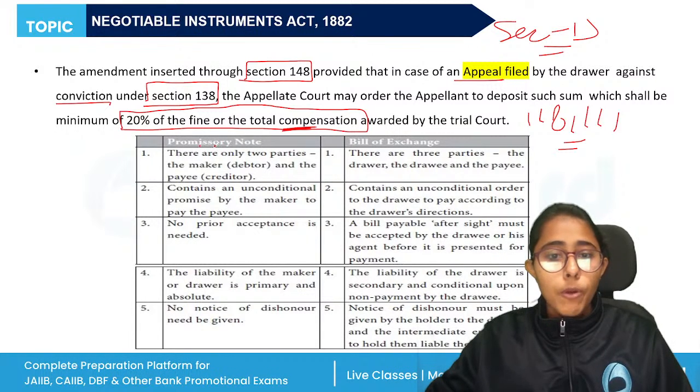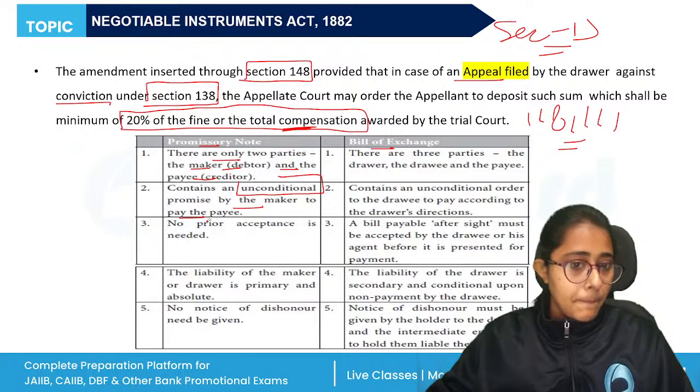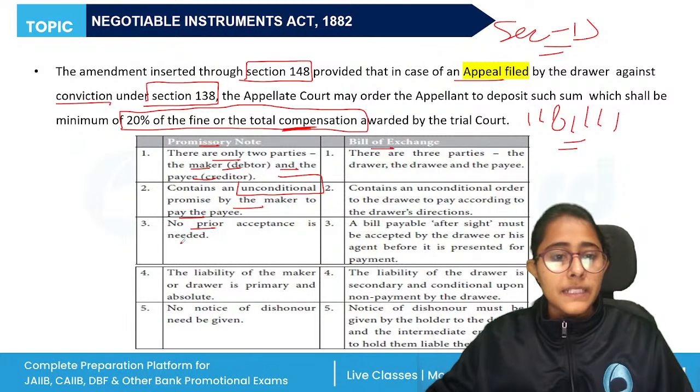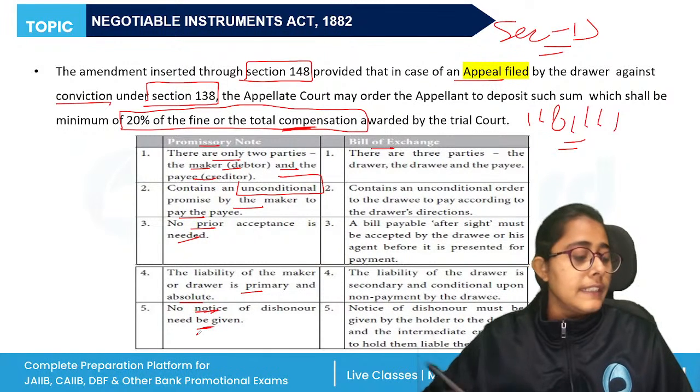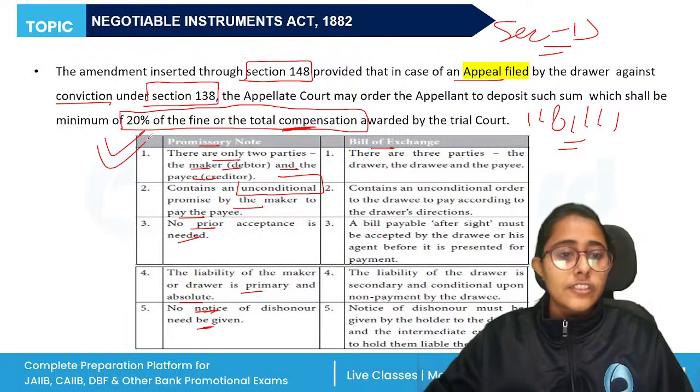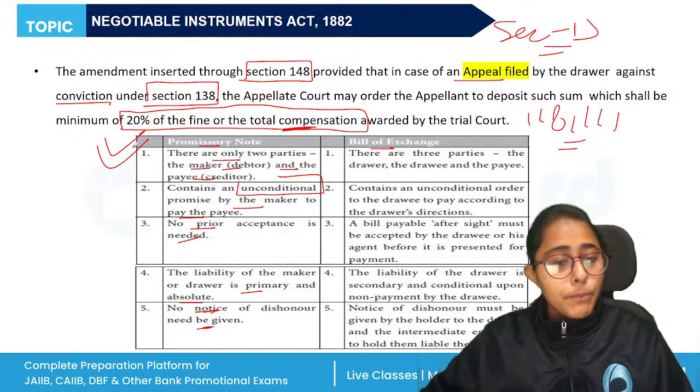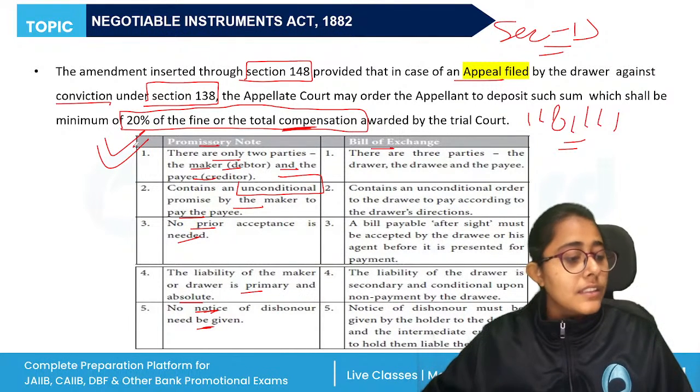the difference between a promissory note and a bill of exchange is given. A promissory note is where there are only two parties, the maker or the debtor of the promissory note, and the payee or the creditor of the promissory note. It contains an unconditional promise by the maker to pay the payee, and here no prior acceptance is needed. The liability of the maker or the drawer is primary and absolute, and no notice of dishonor need be given. These are the characteristics of a promissory note, where we promise to pay the payee a certain amount.